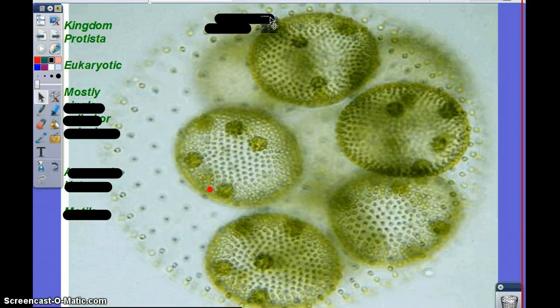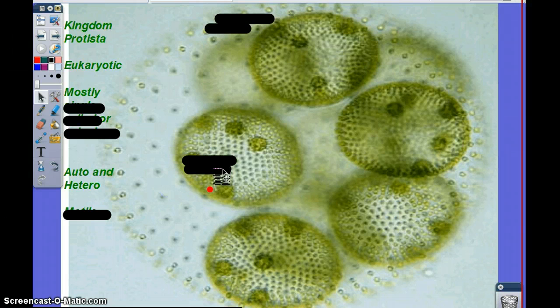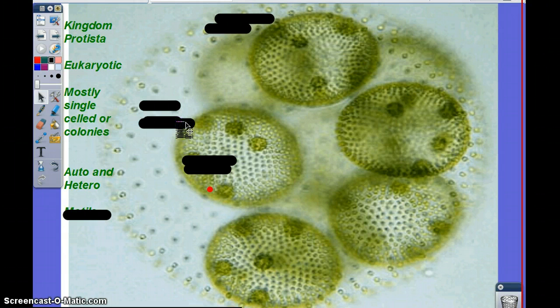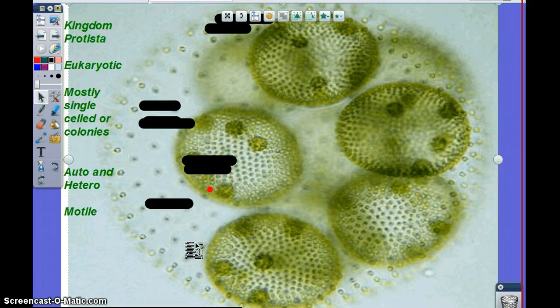It's heterotrophic. Good. They feed both ways. Some make their own food, some need to consume food. What else? Mostly unicellular. However, thank you, they're found in colonies, so they're usually grouped up. It's like a survival skill. Yes. Good. And they can move. And again, some exceptions exist.